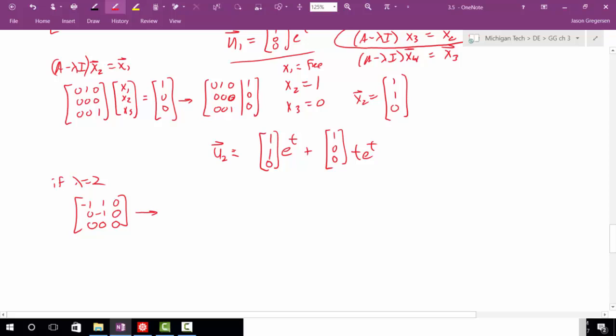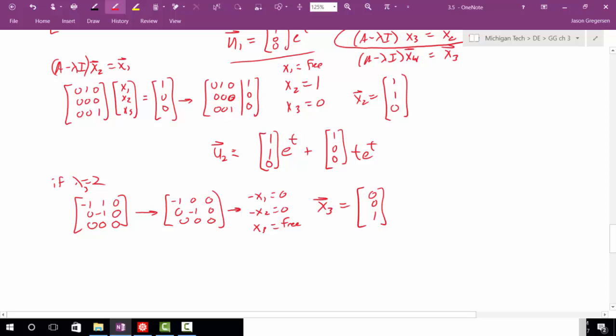I actually can row reduce this a little bit. I'm just going to add the two rows together, creating a new first row. So this is what it would look like if I row reduced it. The equations I'm generating here are -x1 equals 0, -x2 equals 0, x3 is free. And so this third eigenvector would be 0, 0, and let's say 1, which means my third solution here is going to be 0, 0, 1, e to the 2t.